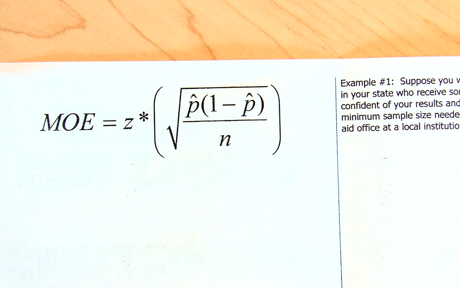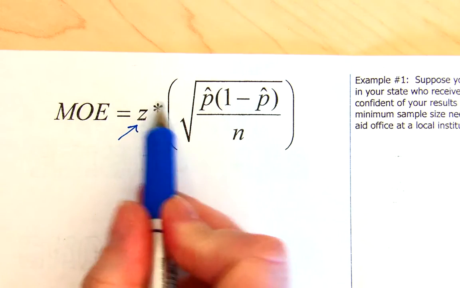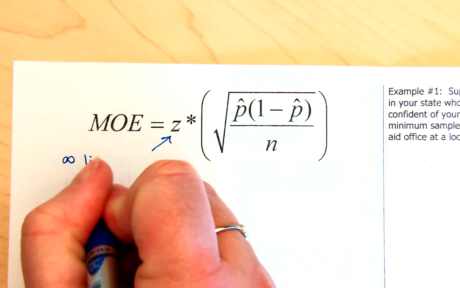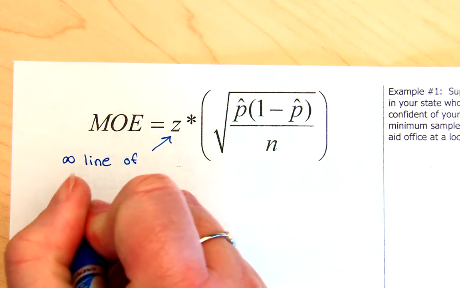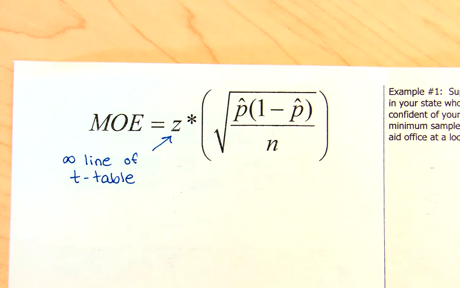Just to remind you of a couple of things, this value z asterisk is the critical value. You find this on the infinity line of the t table. So that's where you find that critical value. They will tell you what percent confidence level you're using, and you just look this up on the t table.